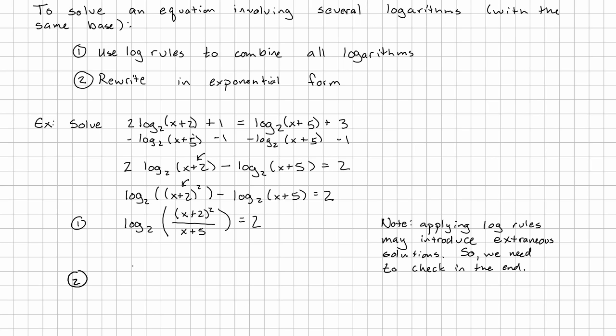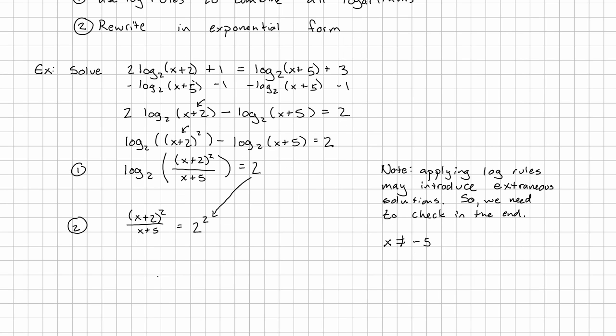Now we rewrite our equation in exponential form. So the base is 2. The right-hand side becomes an exponent. Okay, now this is an equation that we know how to solve. This is a rational equation, so our next step also has the potential to introduce extraneous solutions. At our next step, we note x can't be negative 5, and then we can multiply both sides by x plus 5.